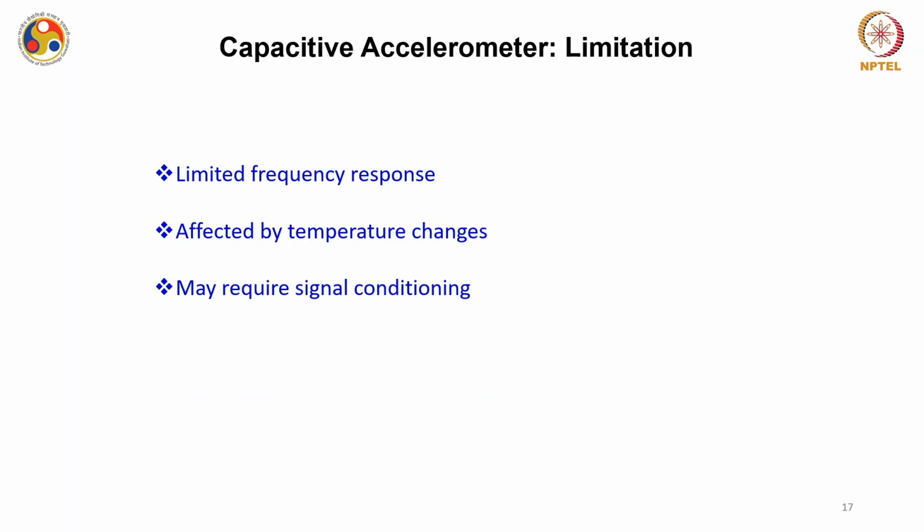However, there are certain limitations, like any other capacitive devices. They are limited by their frequency response, they are affected by temperature changes, and they will require external signal conditioning, particularly for taking the data and taking into consideration all these 2 or 3 capacitances which are forming. The signal conditioning circuits are not that easy, particularly for this kind of differential capacitor arrangement based accelerometer. So you can consider this as one of the limitations.